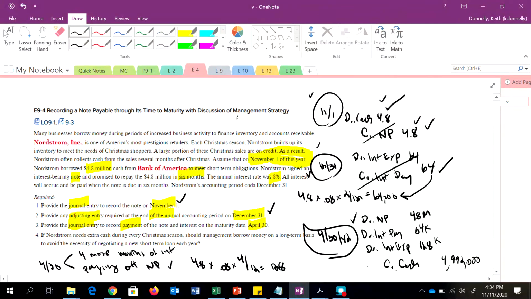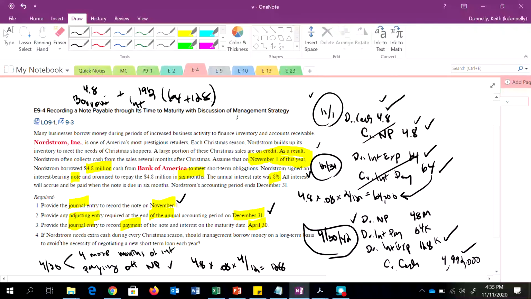You have an 8% interest rate. When you pay it off under the terms and conditions of the note, you pay roughly 4,900,000. And really what that is a combination of what you borrowed, which was 4.8, plus the interest you paid, which was 192,000. How did we get that? 64 plus 128.